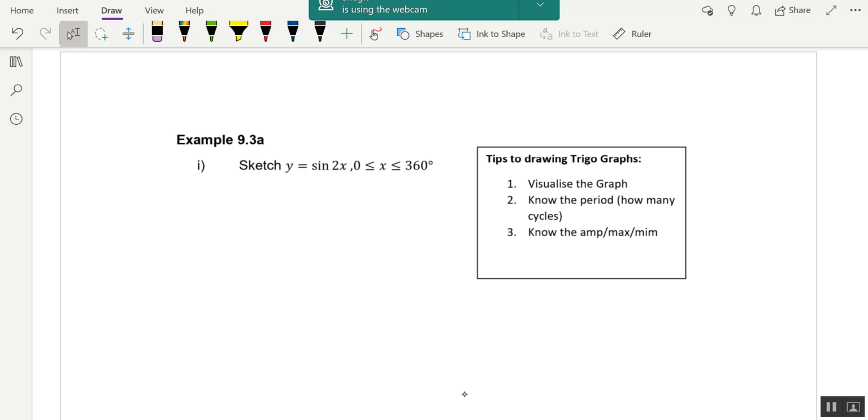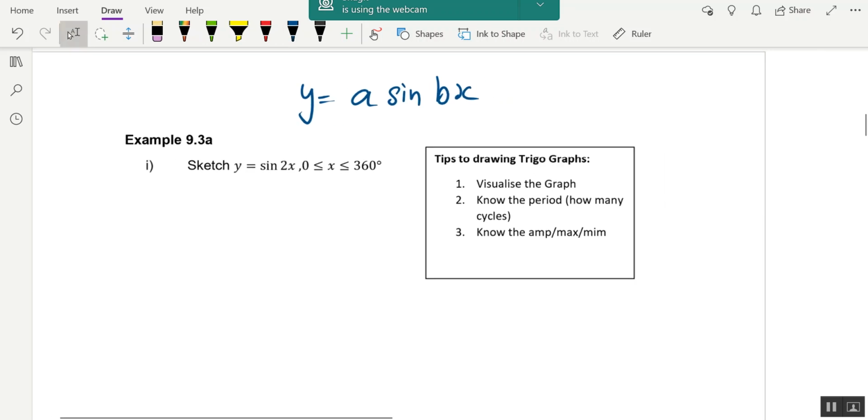This next part where you have y equals a sine bx, always take note that a will be equal to your amplitude. But the amplitude is always positive. It doesn't matter if there's a negative in front. A is equal to your amplitude. And how to get b?